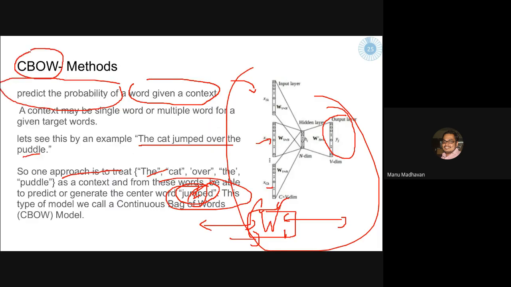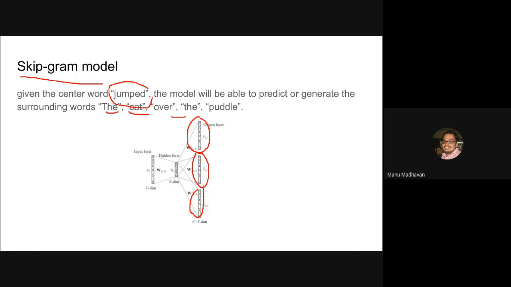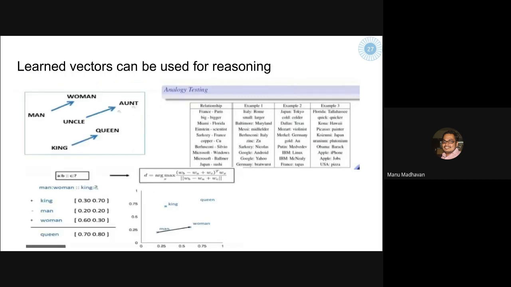One is the continuous bag of words model, where the target word is predicted. Given the context, we will predict the embedding of the particular word. So multiple words are given, and we can predict the embedding. In the skipgram case, we generate the surrounding embeddings based on the word given. So the input layer will give one word, and based on that, we will predict the probability of the other words in the context.